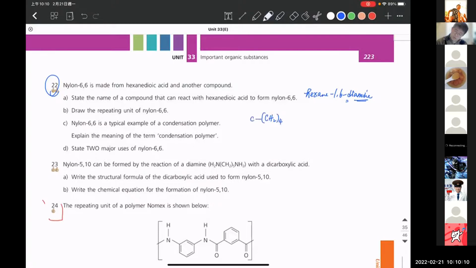Now all of you please try your best to draw it. So originally we have got this and also this. We have got two N, right? So you are going to form an amide linkage with the elimination of water. So you are going to cross them out, H2O, here, to form an amide linkage.